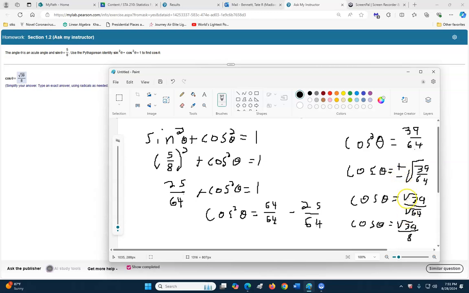I apply the quotient rule for radicals and rewrite this as the square root of 39 over the square root of 64. And so I leave the square root of 39 in the numerator, and then the square root of 64 is 8. And so that gives us the final answer. Hope that helps.